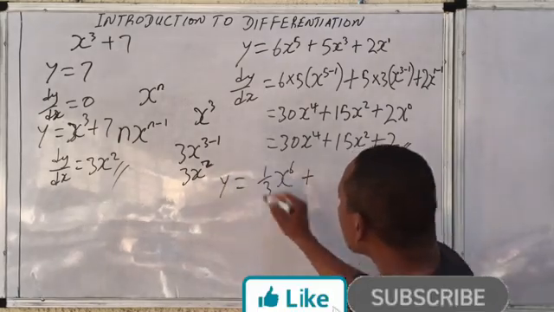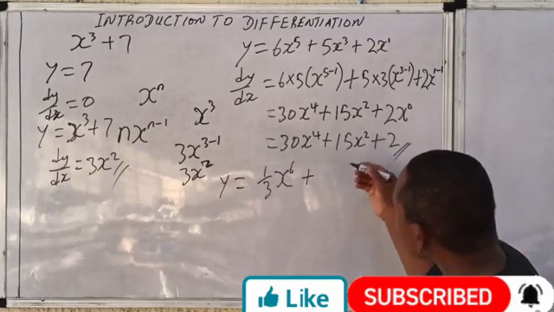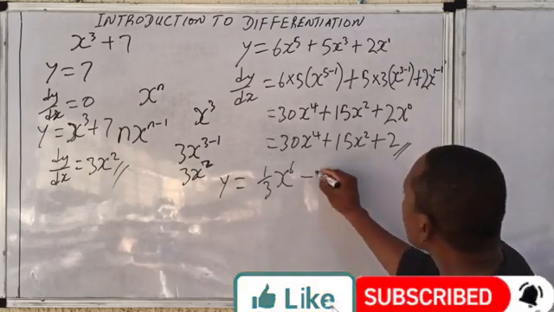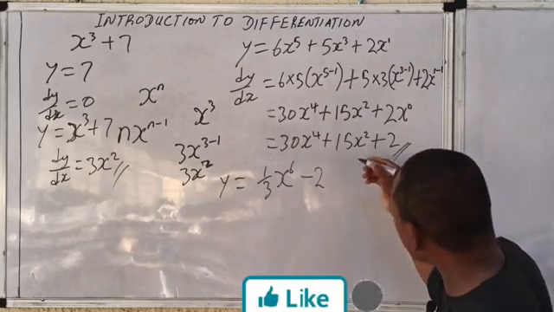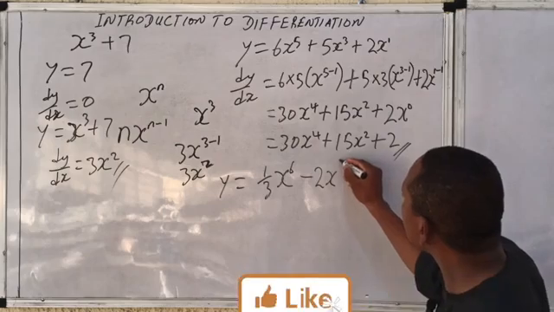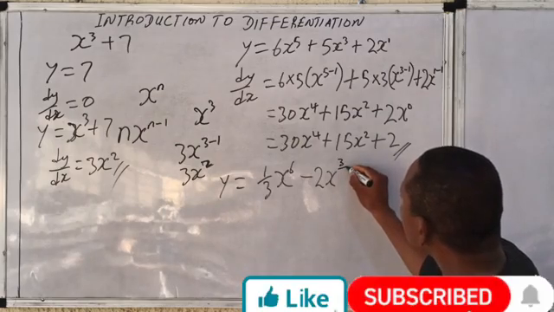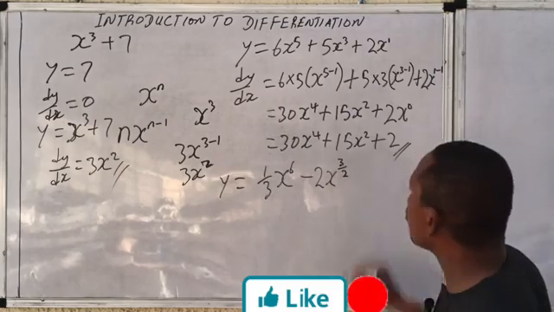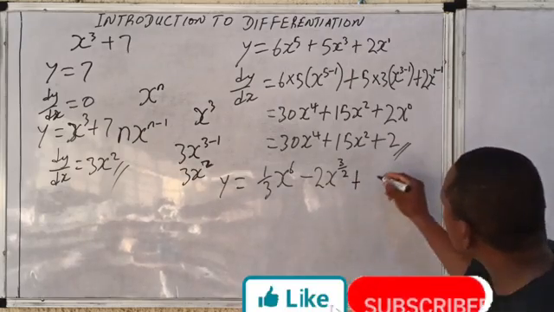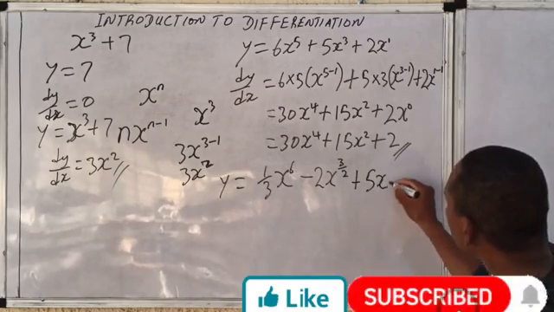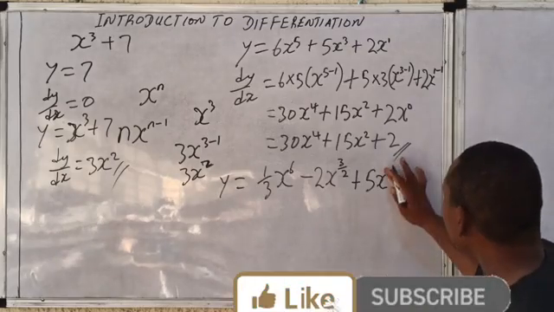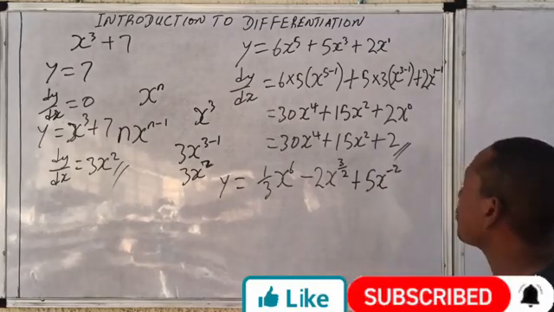That's y is now equal to this. Then what else will I put here? Let's assume we now have minus 2, okay, x raised to power, let's say 3 all over 2, okay, plus let's say 5x raised to power minus 2. Let's use the word minus 2.